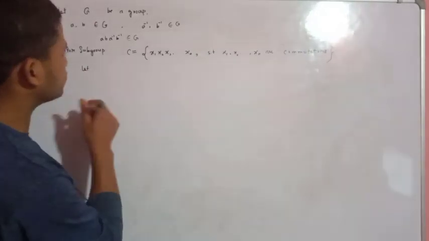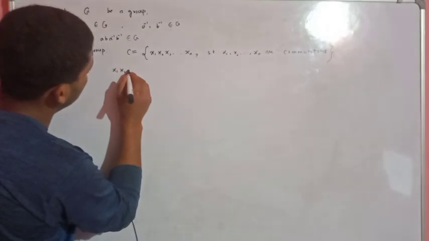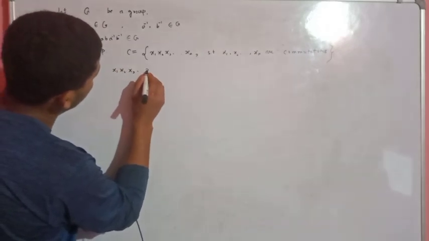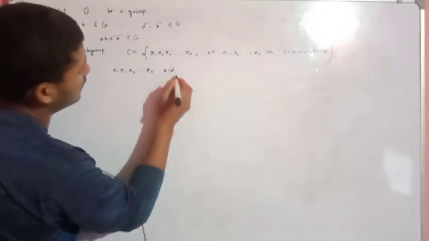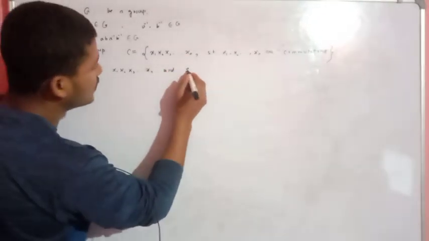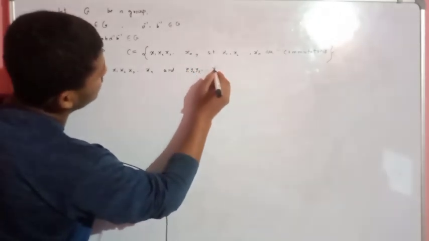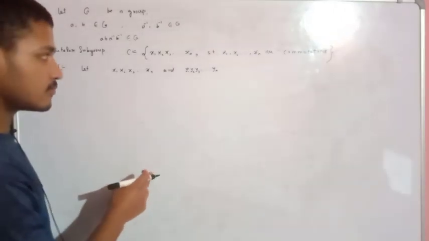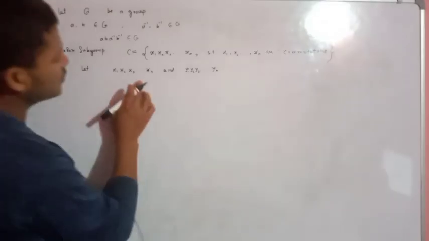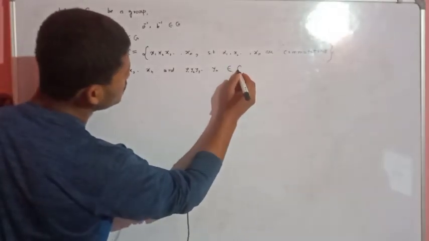So let x1, x2, x3, ..., xn be an element of this set, and let y1, y2, y3, ..., yn be another element of this set. So these two belong to C.